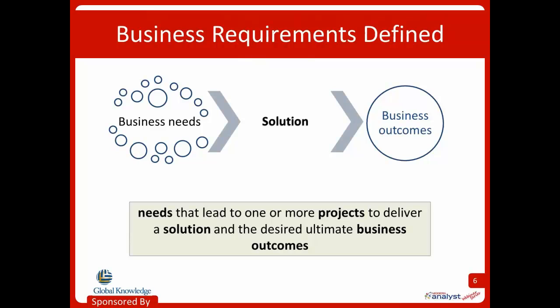So what are business requirements? Well, I like to think of them as a set of information that in aggregate describes a need that leads to one or more projects to deliver a solution, and then ultimately the desired business outcomes. Essentially, they describe why the organization is implementing the system, or another way to think about it, what business benefit the organization hopes to achieve out of it. It's a very simple definition, but boy, there's a lot of meat in that definition.